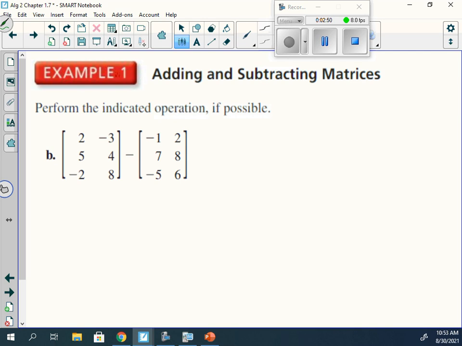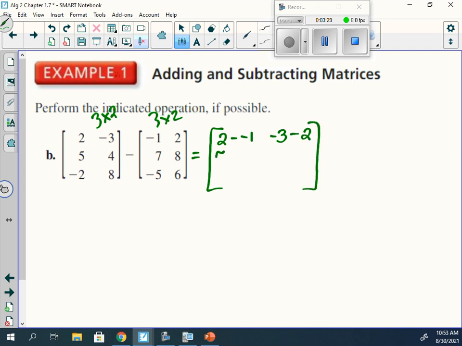So what are the dimensions of the first matrix? As we do rows by columns, we have 3 rows and 2 columns. How about the next one? We have 3 rows, 2 columns. So we can subtract these because they have the same dimensions. Our first number is 2. Our operation is subtraction. And our corresponding element would be -1.